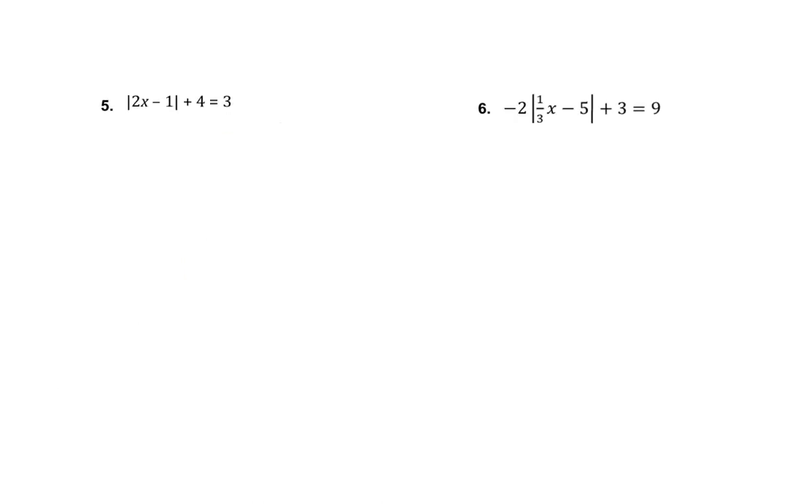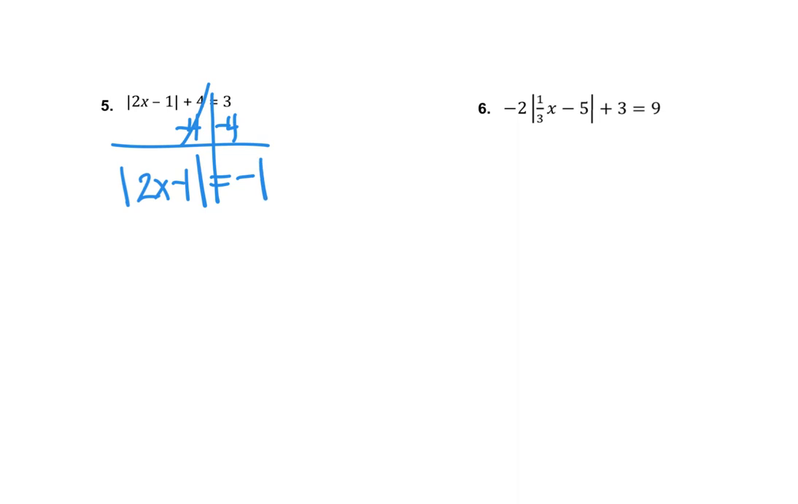All right, question number 5. Now let's look at this carefully. The first thing I have to do is isolate that absolute value piece. So I'm going to do that by subtracting the 4 on both sides. And I'm going to have the absolute value of 2x - 1 is equal to negative 1.